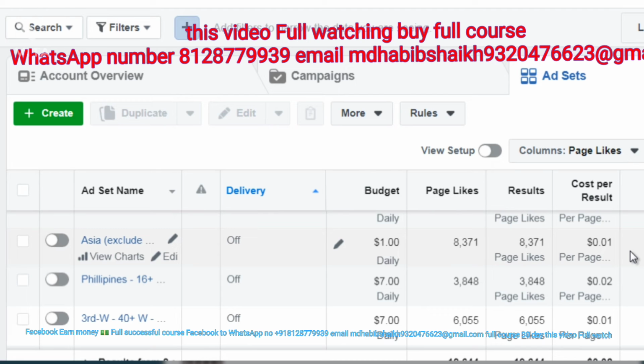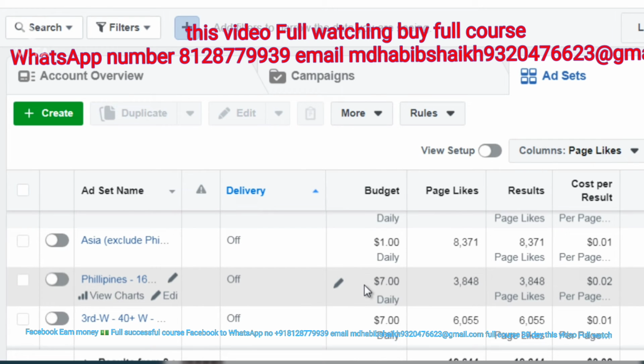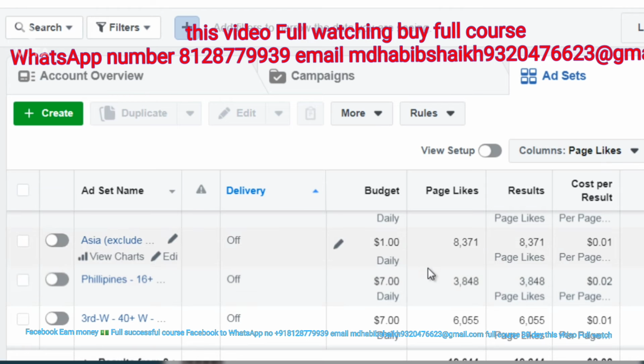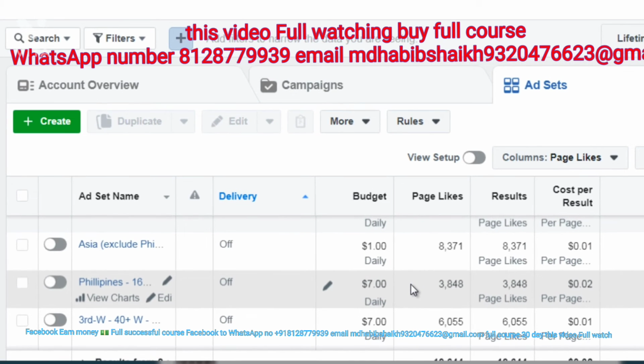Now, as you can see here, we've targeted the Philippines, and you can target a country and then a specific age group. What I recommend is you target the age group that has been resonating or that looks like your customers. If your customers are mainly like 50 to 70, then focus on that. But at the same time, you don't want to disregard potential audiences that might be interested in your product. So as we scroll down here, we've got Philippines, 3,848 likes for about 2 cents.